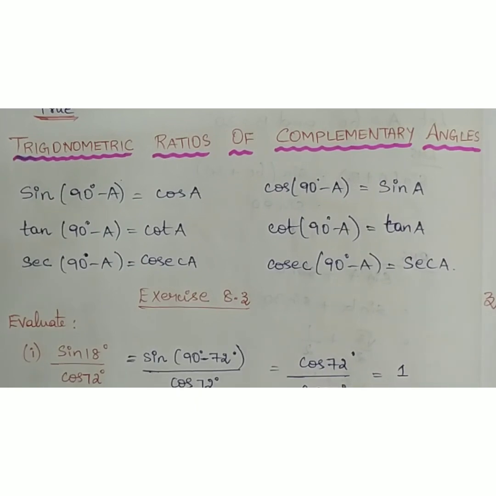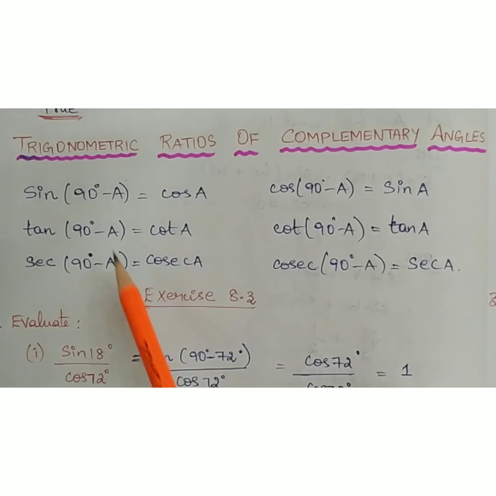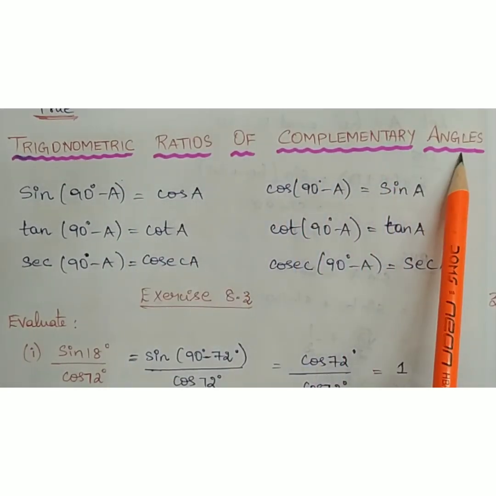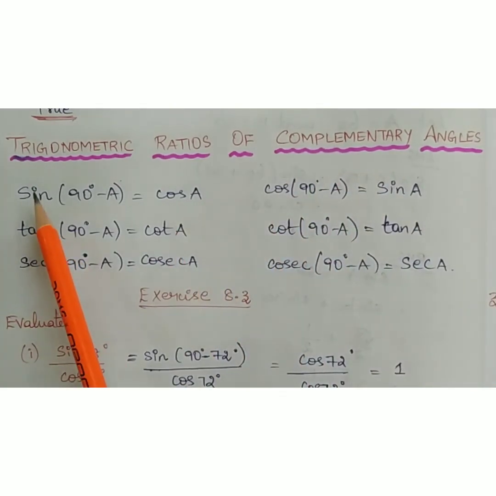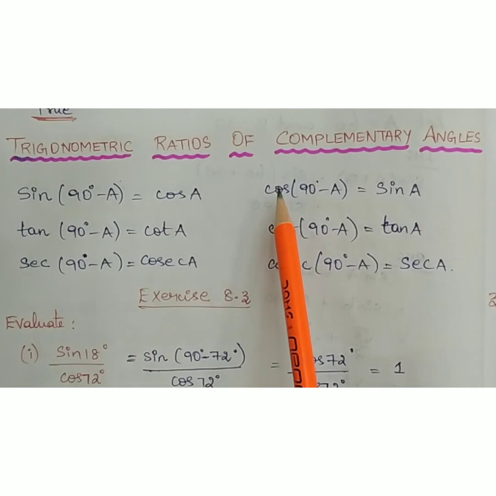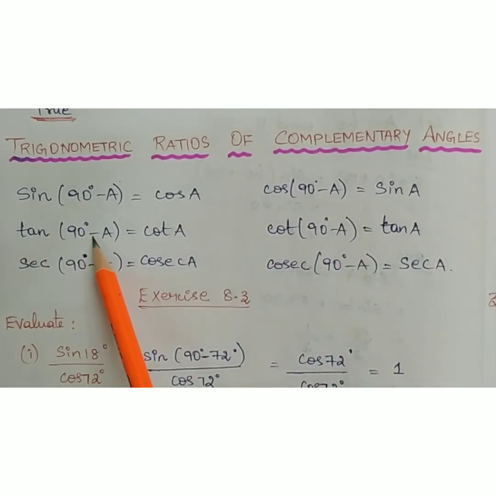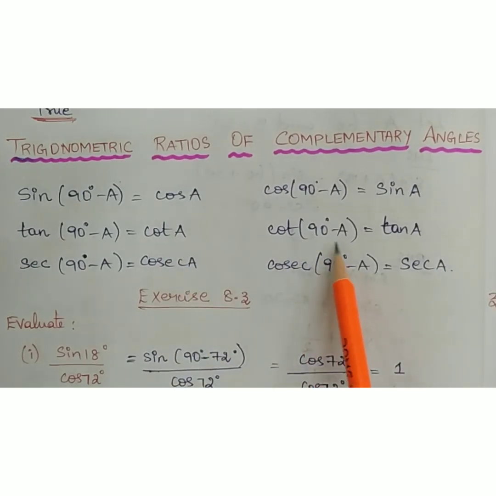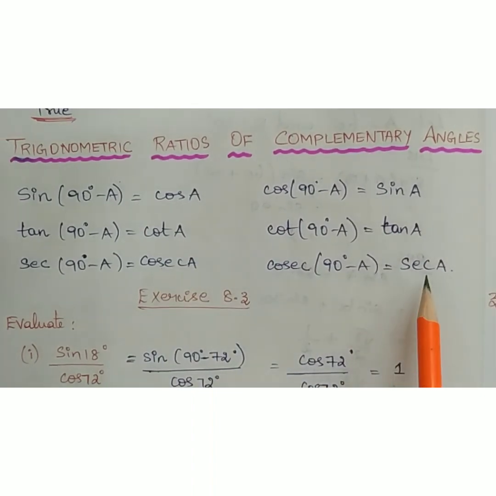Before going to exercise 8.3, I will tell you an important concept, that is trigonometric ratios of complementary angles. You know what a complementary angle is? It is 90 degrees. So sine of 90 minus A is cos A. In the same way, cos of 90 minus A is sin A. Tan of 90 minus A is cot A. Cot of 90 minus A is tan A. Secant of 90 minus A is cosecant A, and cosecant of 90 minus A is secant A.